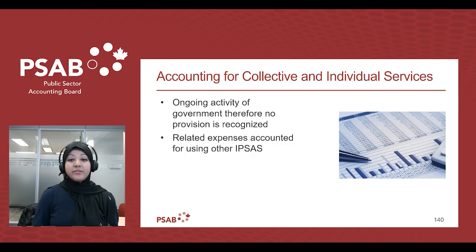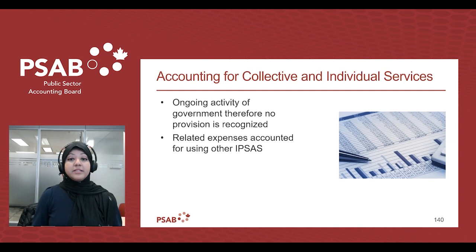Similarly, the delivery of individual services is an ongoing activity of the public sector entity that provides the services. The delivery of individual services results in the public sector entity acquiring resources and incurring expenses through contractual and other binding arrangements. For both collective and individual services, contractual and other binding arrangements would be accounted for in accordance with other IPSAS. These arrangements may give rise to a liability, but the liability arises from the contract or binding arrangement, not the promise to provide collective services.